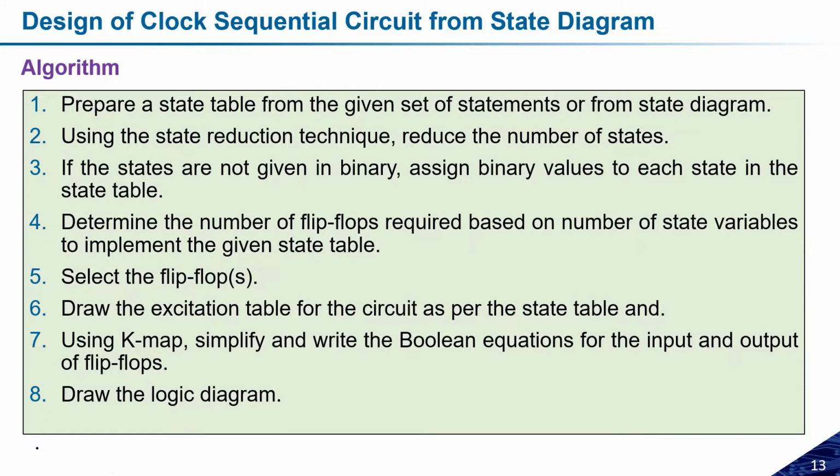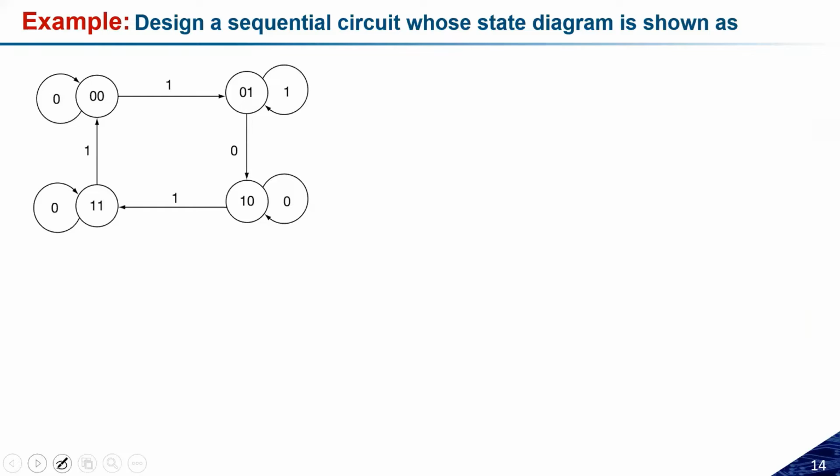So the major objective of designing the sequential circuit based on the state diagram is to design a circuit if the state diagram is given. Let us try to do that. Let us take the example. Suppose I have a state diagram which is given like this. Here I have 4 states, 00, 01, 10 and 11, and 00 is nothing but a1 a0.